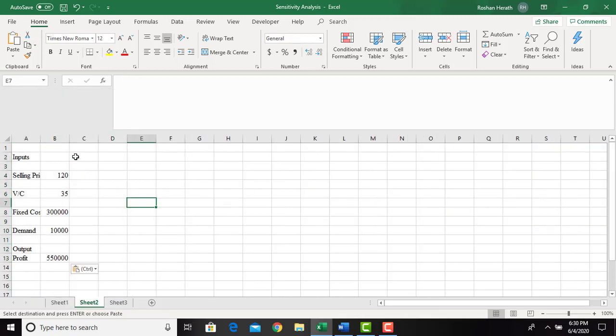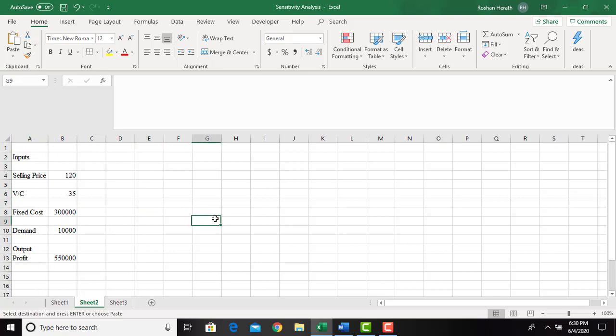So this is the given information. Let's say that there is a particular business organization who would be ready to sell a particular product at 120, and the variable cost of that product is 35 rupees, and there is a fixed cost in this entity, that is 300,000. The demand or the expected sales is going to be 10,000 units at the moment. Then your output, the profit, we have computed as like 550,000. Now this is the basic scenario.